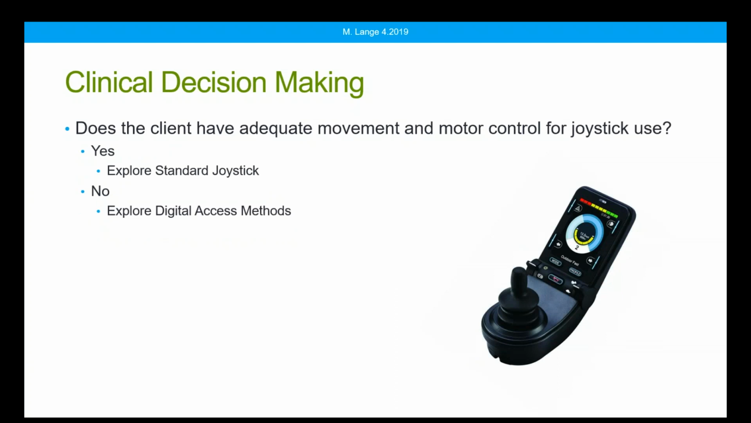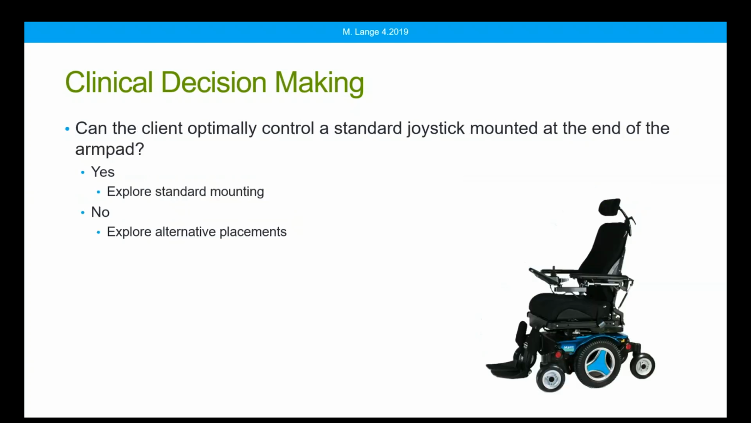We then have to ensure the client has adequate movement and motor control to reach out, grasp the handle of the joystick, and move it within those 360 degrees. If the client can, then we can explore, again, standard joysticks. If not, we may have to explore other options.